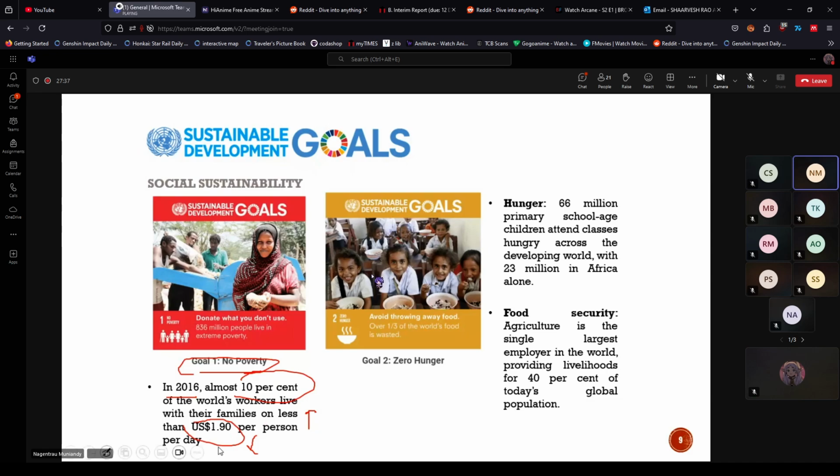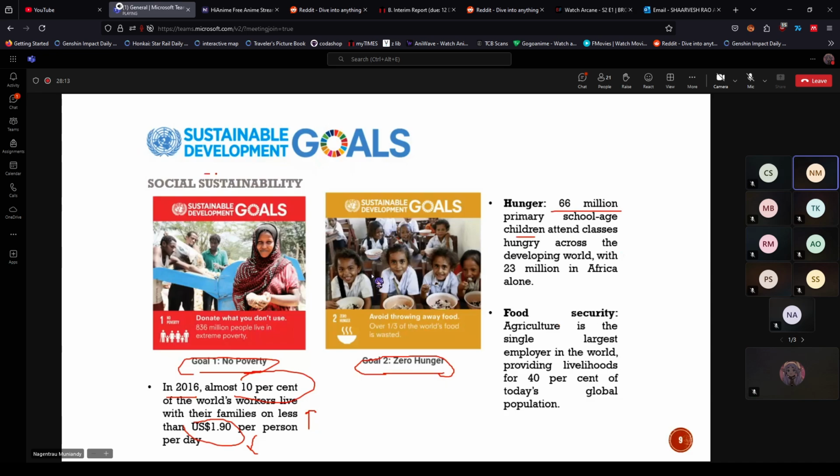Also the goal of zero hunger. Maybe in Malaysia we don't really feel this, but outside of Malaysia, in Africa or other third world countries, we can consider this one of the crucial issues that need to be solved immediately. You can see 66 million primary school age children going to classes in hunger. These are important things that we immediately need to address.